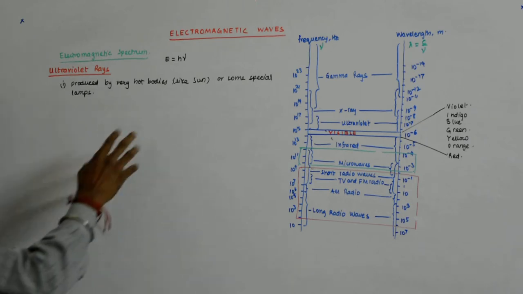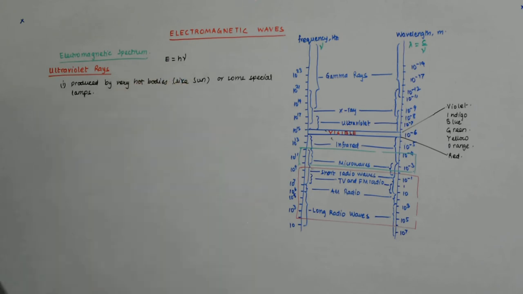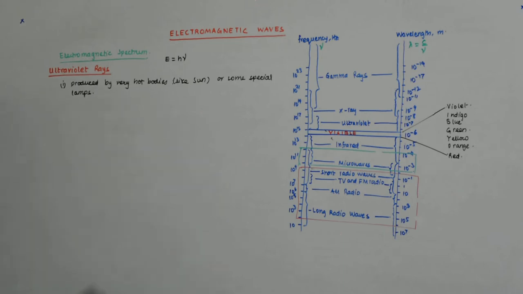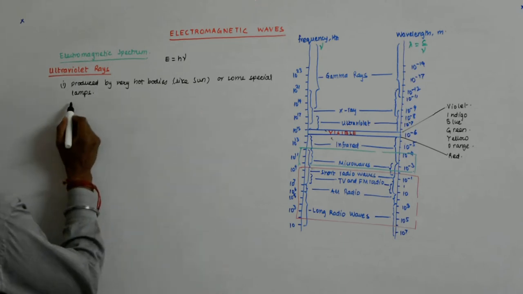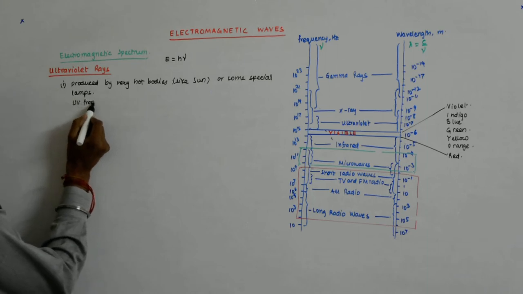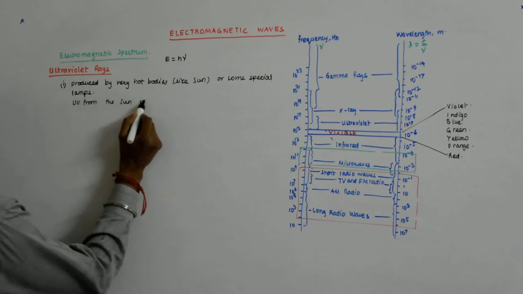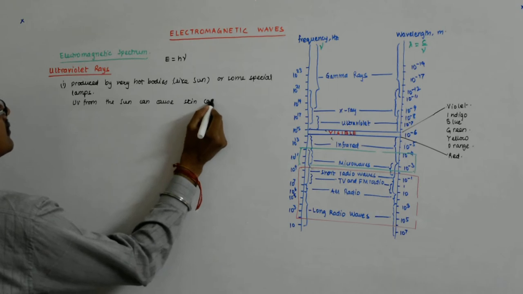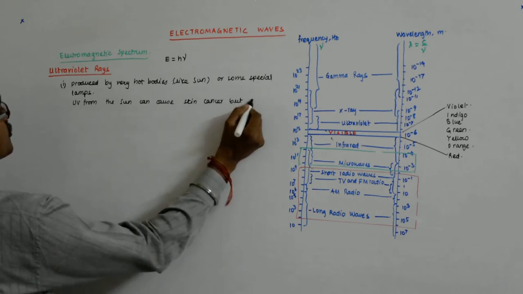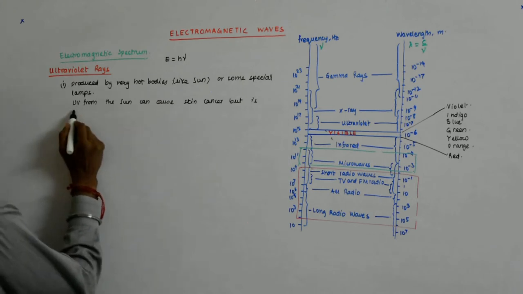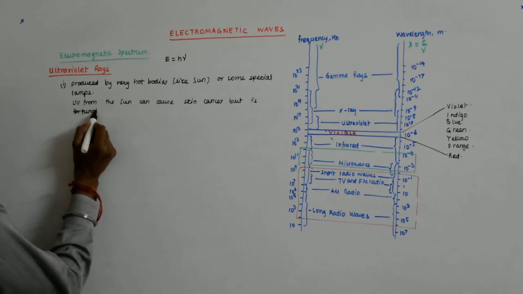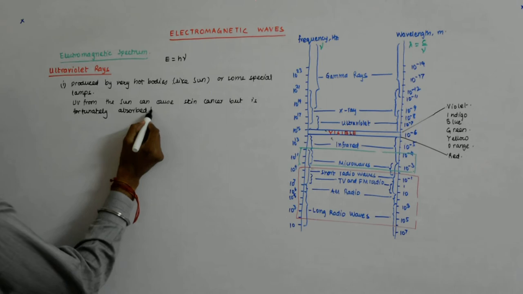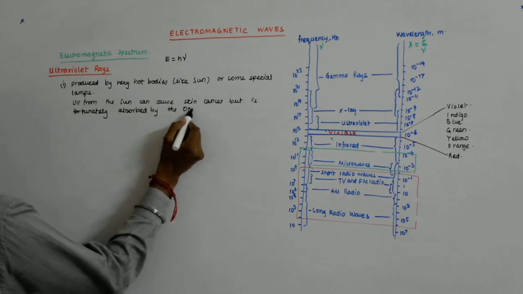Now as we said, since we are going up, the energy carried by one photon is becoming higher, so these can be dangerous. UV from the sun can cause skin cancer, but is fortunately absorbed by the ozone layer in the upper reaches of the atmosphere.